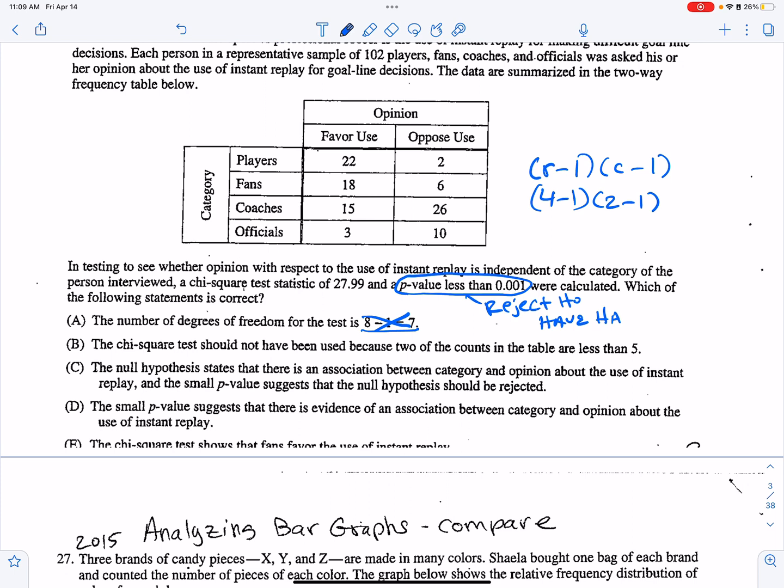The next one, the chi-squared test should not have been used because 2 of the counts are less than 5. Remember, it's not the counts. That would be 2 of the expected counts being less than 1, meaning blank, right? So that's why that's incorrect.